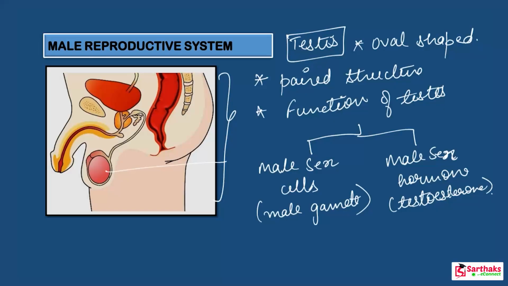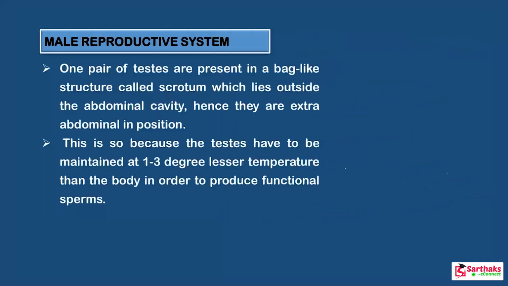Please note that the testis of a man makes the sex gametes from puberty onward throughout his life. Do you know that the testis of a man lies in a small muscular pouch, and this pouch is known as the scrotum? Very important point. It is situated outside the abdominal cavity. I mean to say that the testis is located outside the abdominal cavity of the body, and not deep inside the body.